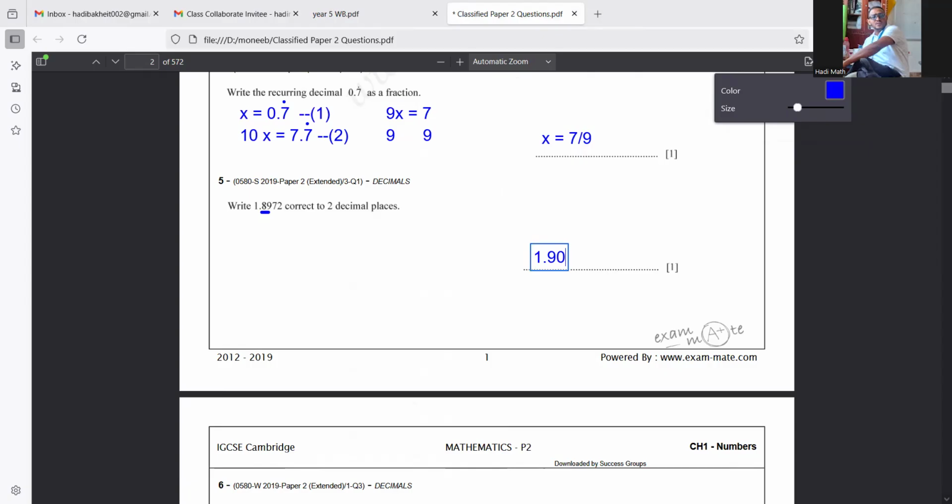No, when I ask you correct it to 2 decimal places, you need to write this 0 because now you show that it's corrected to 2 decimal places. And that means this number has been rounded to 2 decimal places. That is why this 0 is very important.